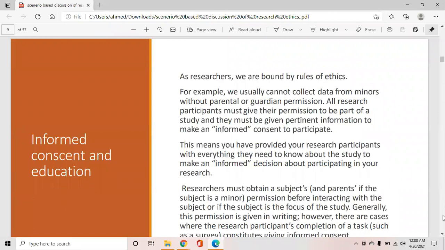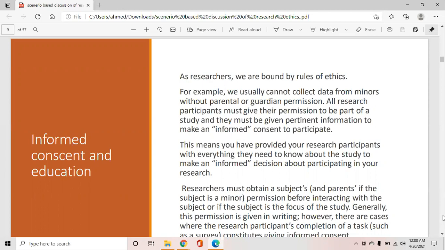Informed consent and education. As a researcher, we are bound by the rules of ethics. For example, we usually cannot collect data from minors without parental or guardian permission. All research participants must give their permission to be part of the study, and they must be given pertinent information to make an informed consent to participate. This means you have provided your research participants with everything they need to know about the study to make an informed decision about participating in your research.